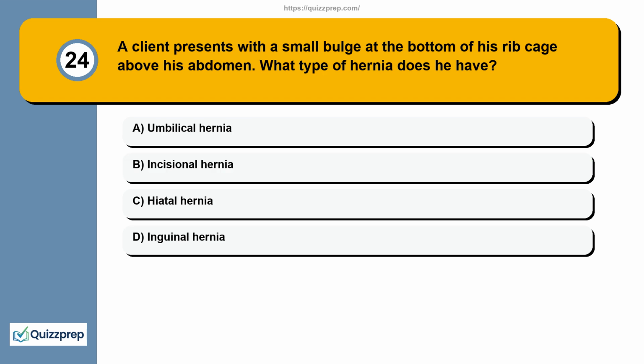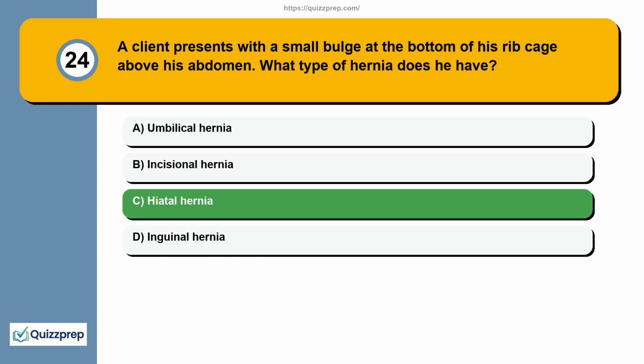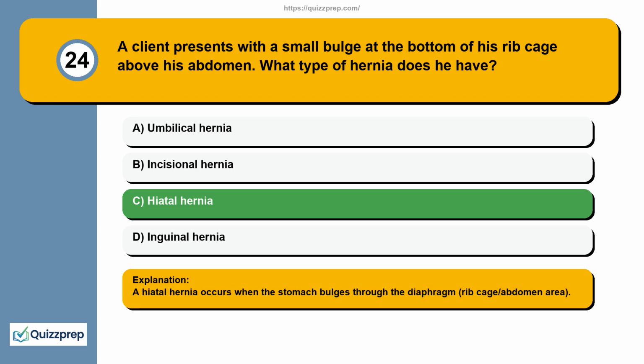Question 24. A client presents with a small bulge at the bottom of his rib cage above his abdomen. What type of hernia does he have? Umbilical hernia, incisional hernia, hiatal hernia, inguinal hernia. A hiatal hernia occurs when the stomach bulges through the diaphragm, rib cage/abdomen area.